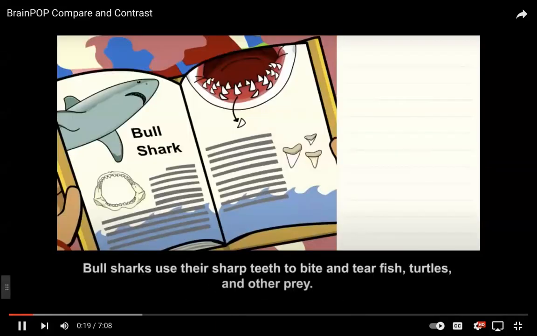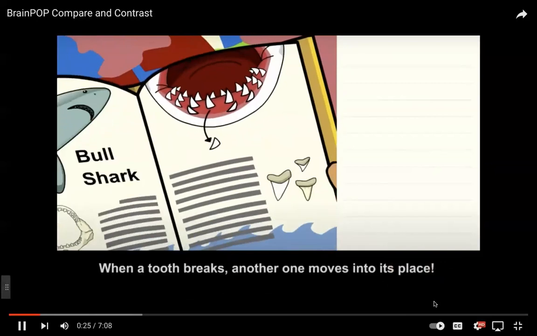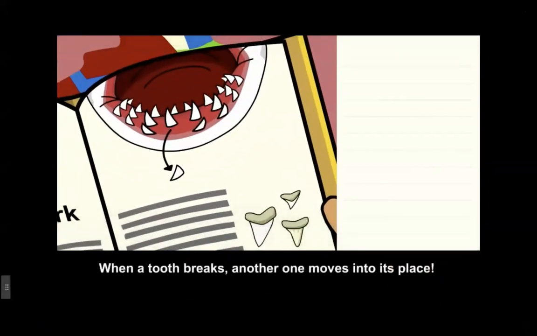Wow, did you know that the bull shark has 50 rows of teeth? Bull sharks use their sharp teeth to bite and tear fish, turtles, and other prey. When a tooth breaks, another one moves into its place.